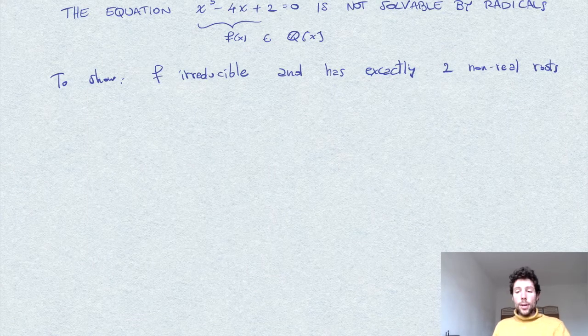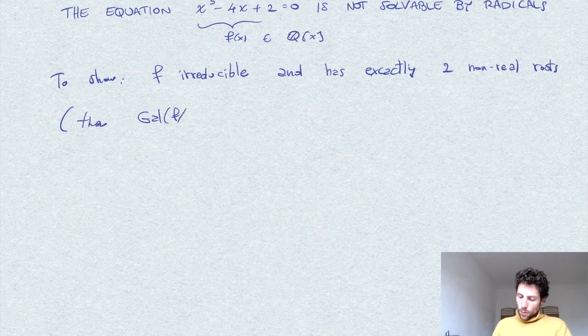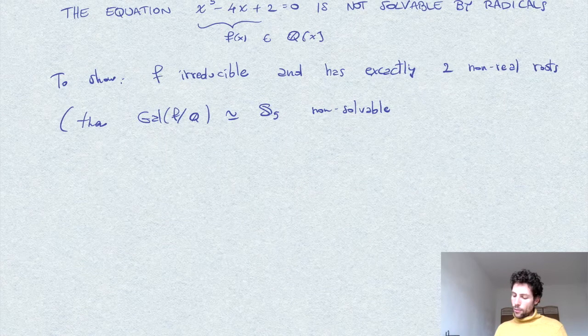This is because in this situation, the theory shows that the Galois group of f over Q would be isomorphic to the symmetric group of the degree of f, which is 5. And this is a non-solvable group, as we know. And therefore, the equation f equal to 0 is not solvable, as the theory shows.